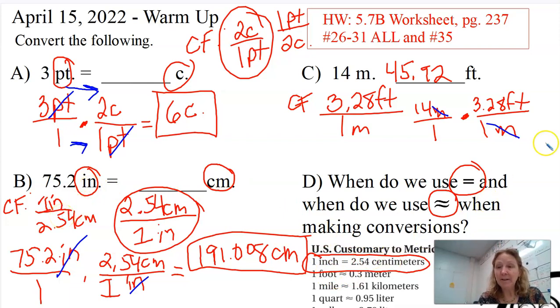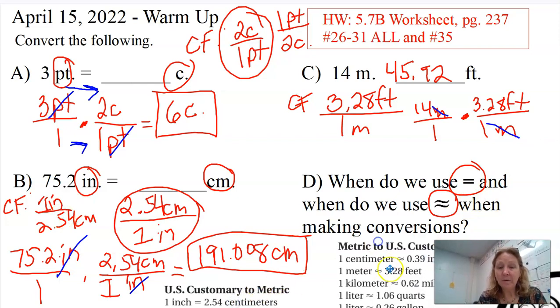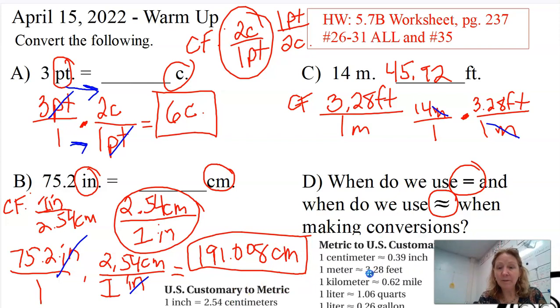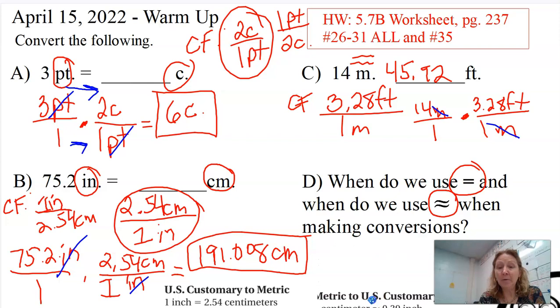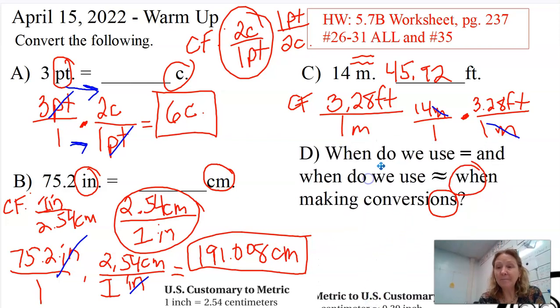And then when I used this, 1 meter equals 3.28 feet, ooh, this was an approximate. I should have, for this answer, put in the approximate symbol. It's approximately 45.92. And so you can see that what I'm doing is I'm always using the equal sign when my conversion is exact. And if it's not exact, then I use approximate.